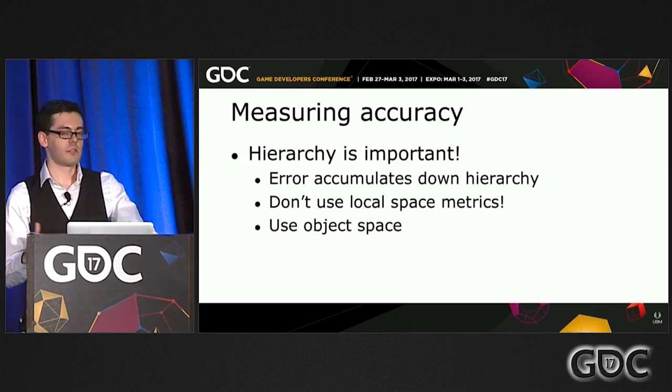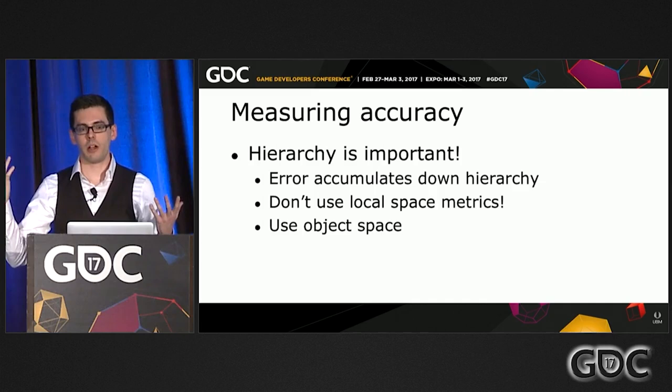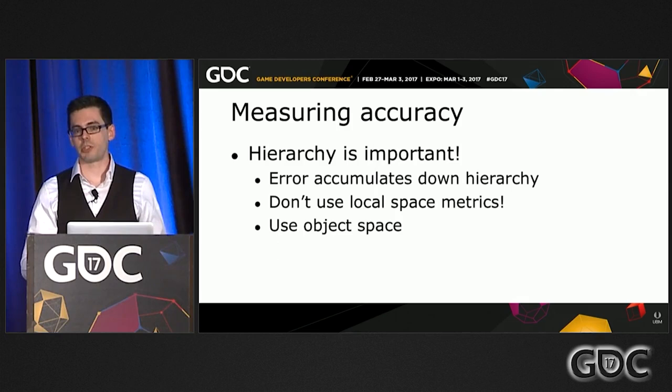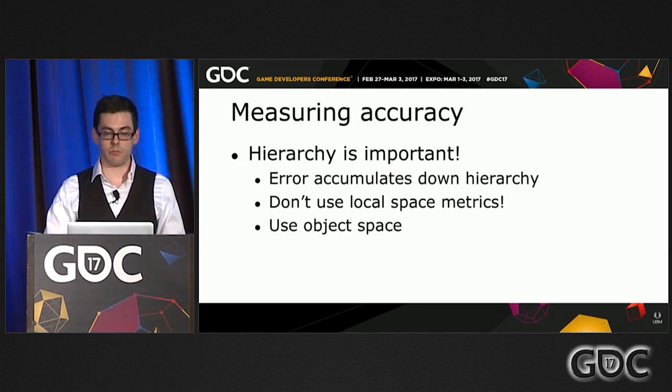So the hierarchy is very important. As I mentioned, the error accumulates down the hierarchy. This makes it very obvious that if you use a local space error metric, you're not getting the full view of the true error that you're introducing. So that's bad. We really want to be using an object space error metric because it allows us to see the full impact of our changes in bitrate selection.